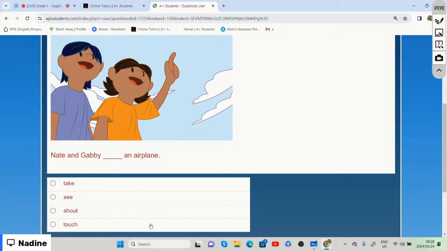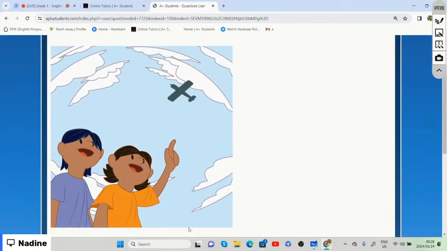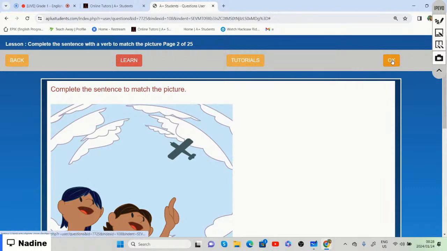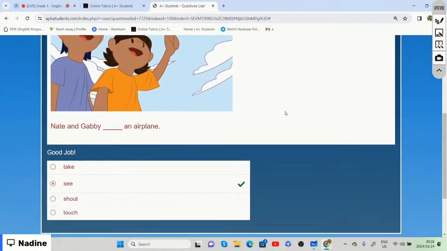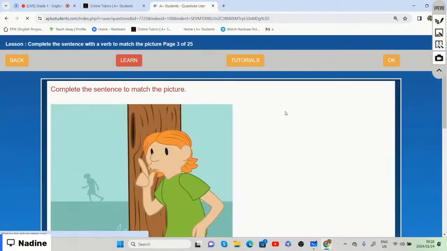And if we choose the correct answer to match the picture, we can say that they see an airplane. So well done. C is correct because they looked up and then they saw an airplane.